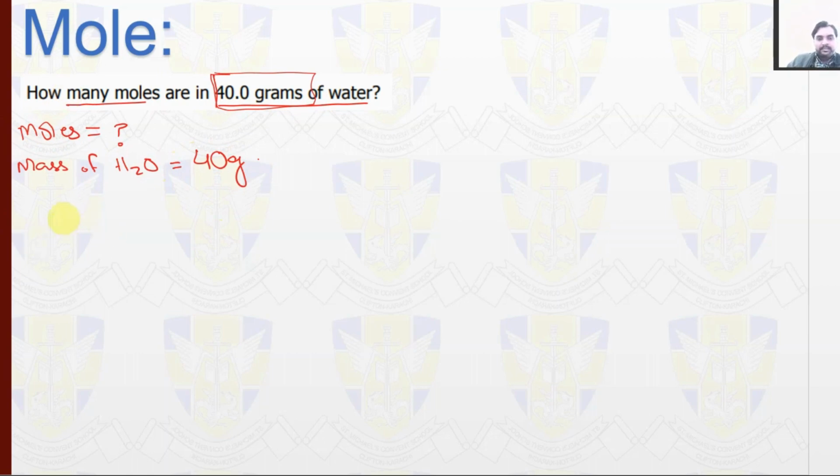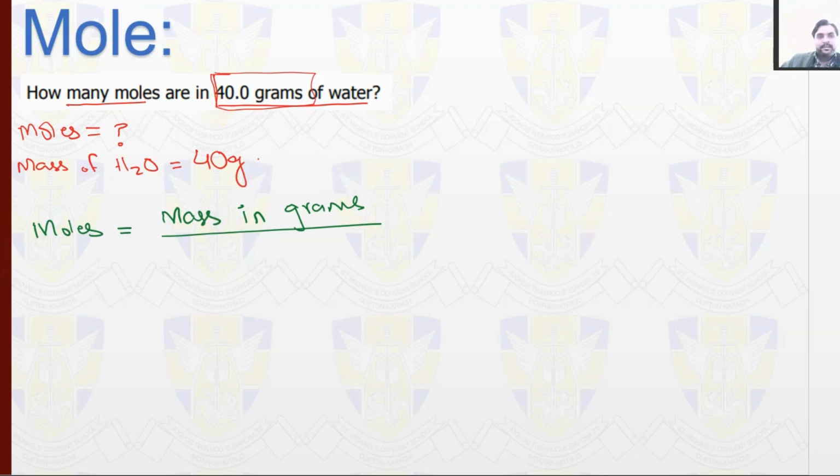So obviously we have just studied the 2 formulas, right? So we would be applying the very first formula, which is for the moles. And what is the formula of moles? We have discussed it just now, that is mass in grams divided by AR or MR, right?